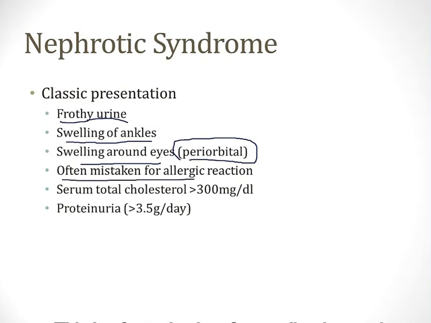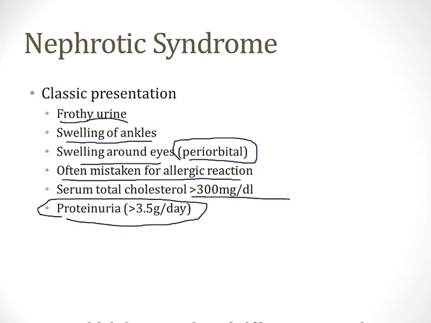This is often mistaken for an allergic reaction, so especially on boards questions, watch for a case where the patient thinks they're having an allergy, but it's actually nephrotic syndrome. The serum total cholesterol will be very high, usually over 300 milligrams per deciliter. And remember, that's mostly LDL, not HDL. And there will be heavy proteinuria, which is more than 3.5 grams per day.